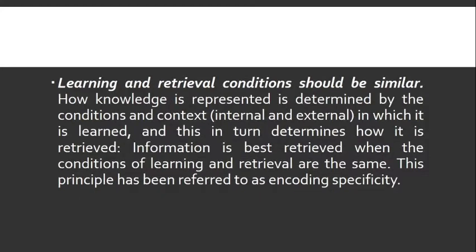Number 3. Learning and retrieval conditions should be similar. How knowledge is represented is determined by the conditions and context, internal and external, in which it is learned, and this in turn determines how it is retrieved. Information is best retrieved when the conditions of learning and retrieval are the same. This principle has been referred to as encoding specificity.